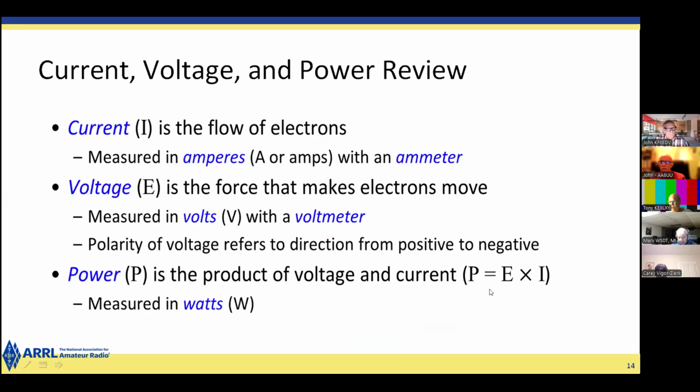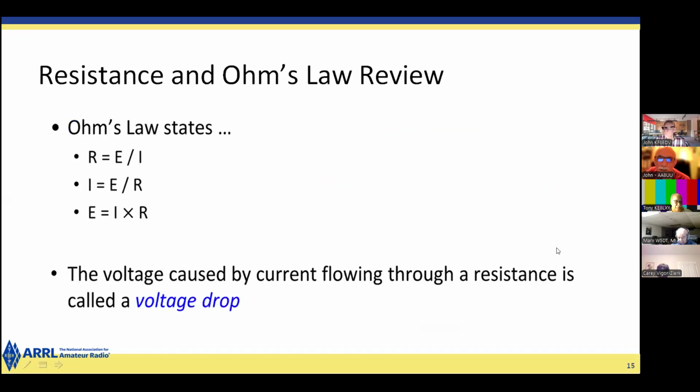Okay, move all the icons around again. Current is the flow of electrons measured in amps with an ammeter. Voltage is the force that moves the electrons measured in volts with a voltmeter. Polarity of voltage refers to the direction from positive to negative. Power is the product of current times voltage measured in watts. It seems like I got things out of order here. Didn't we just do this?